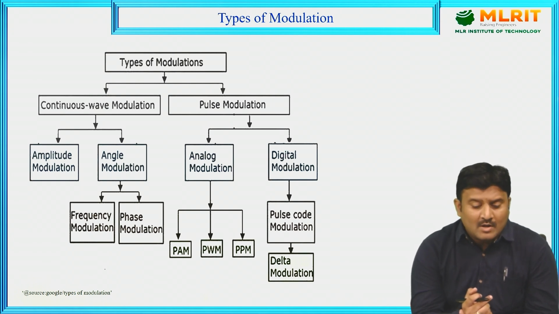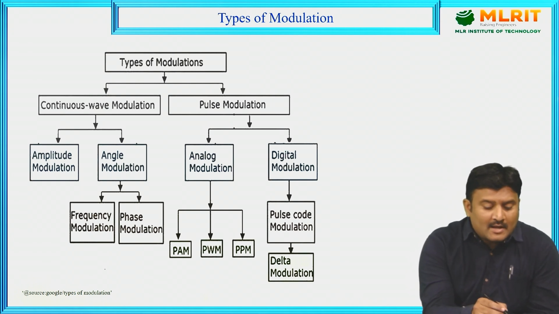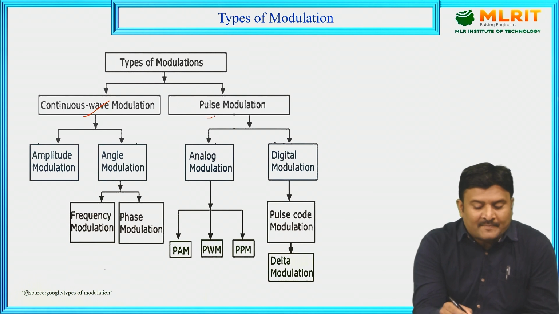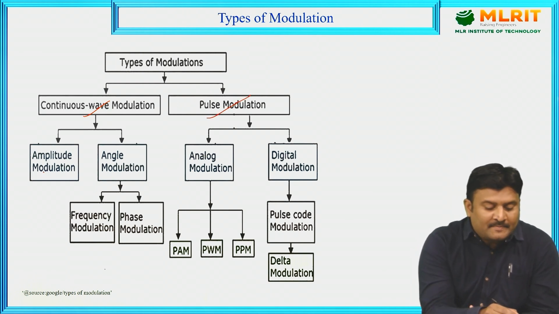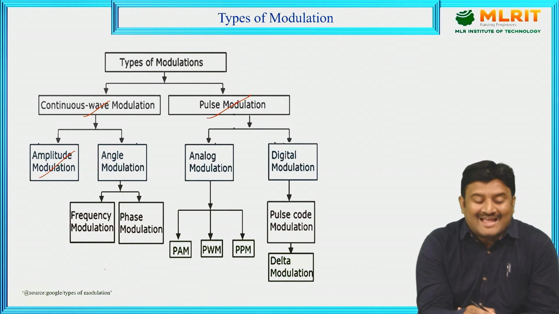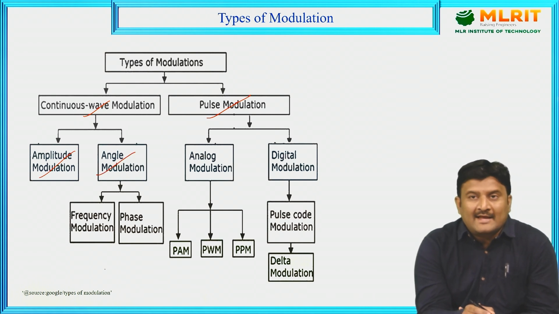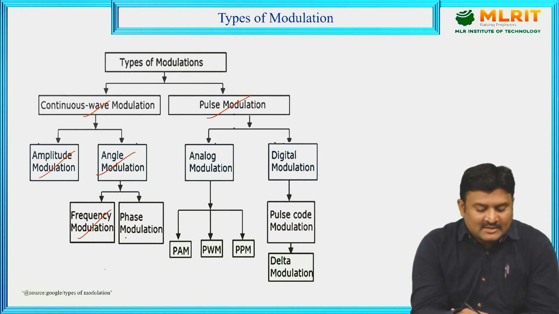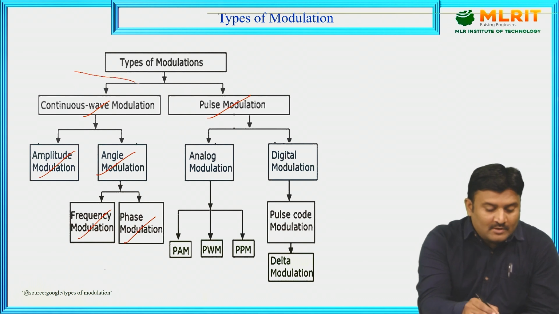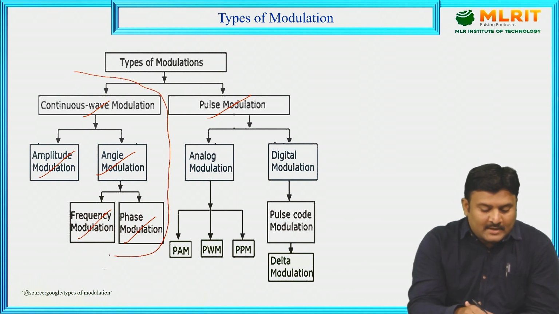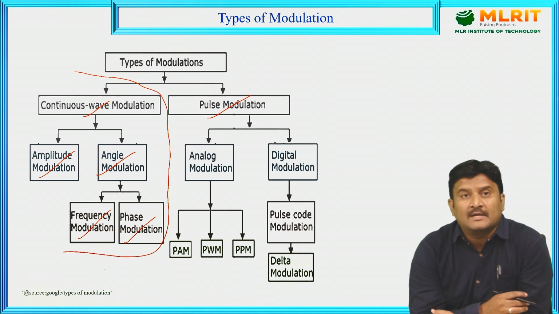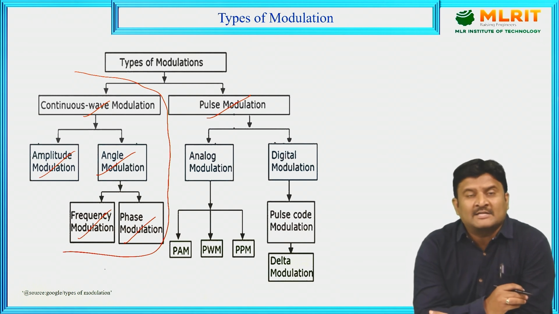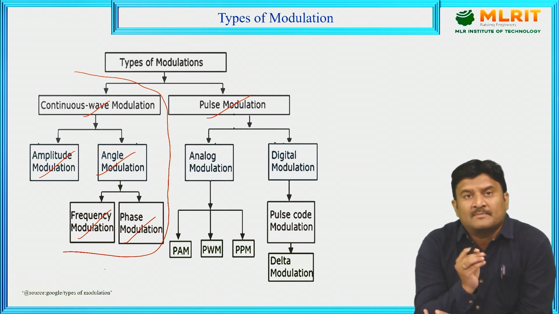Right now, the types of modulation are continuous wave modulation and pulse modulation. Again, continuous wave modulation is amplitude modulation and angle modulation. Here the angle modulation is frequency modulation and phase modulation. Observe, this whole thing comes under continuous wave modulation, meaning the message signal as well as the carrier signal are both continuous.